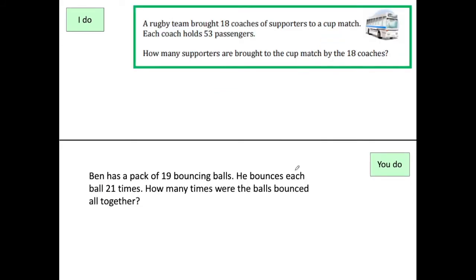So we've got a rugby team brought 18 coaches of supporters to a cup match. Each coach holds 53 passengers. How many supporters are brought to the cup match by the 18 coaches? So what we need to do is just do 18 times 53.